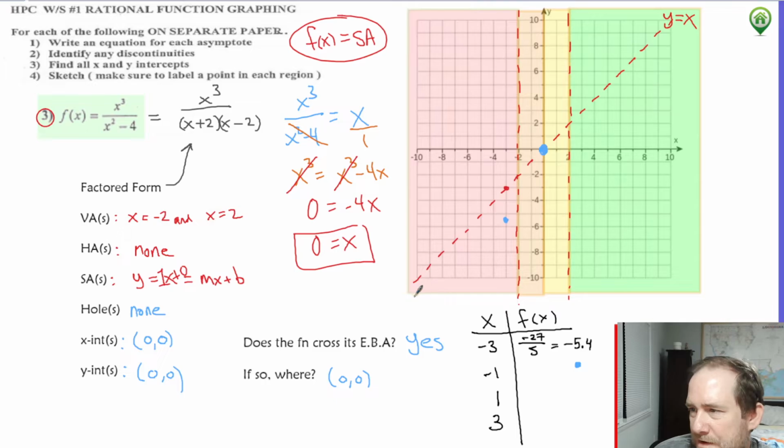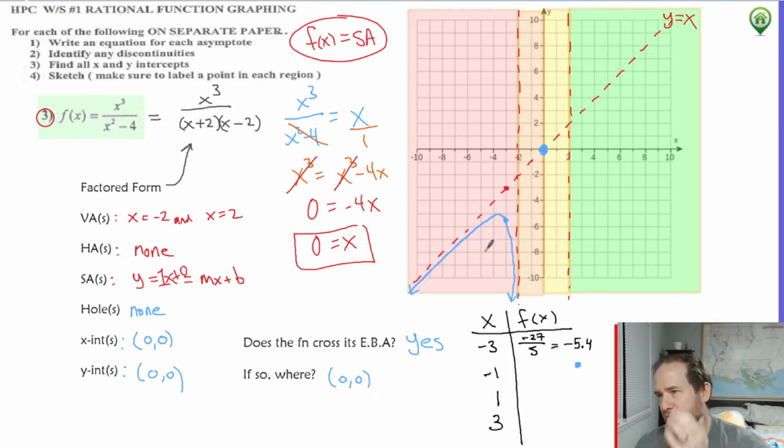So that tells me that the entire branch in the red region must be asymptotic here, following this end behavior asymptote. And then I would probably come up above, turn, and come back down through that point. But there's the rough shape in the red region. And I assume the shape in the green region would be largely the same, but instead of being below, it would probably be above. But that's what we run test points for.